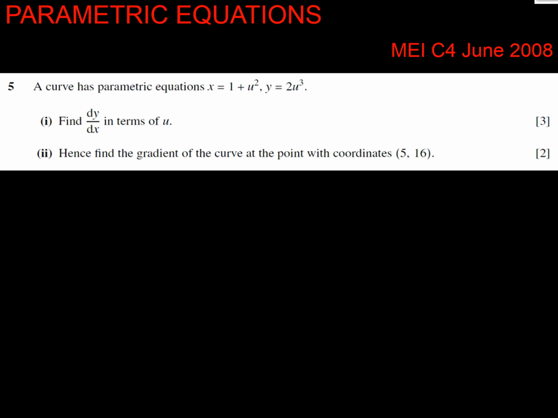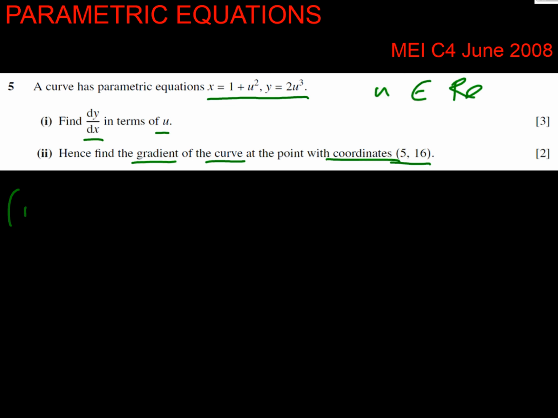Secondly, our second type of question has just got a linear parameter, a u or a t or something like that. Here, note they haven't given us a domain, so I'm going to assume that u is the full real range, because they haven't told us otherwise. When I come to doing sketching, etc., they said find dy by dx in terms of u, and hence find the gradient of the curve at the point 5, 16.